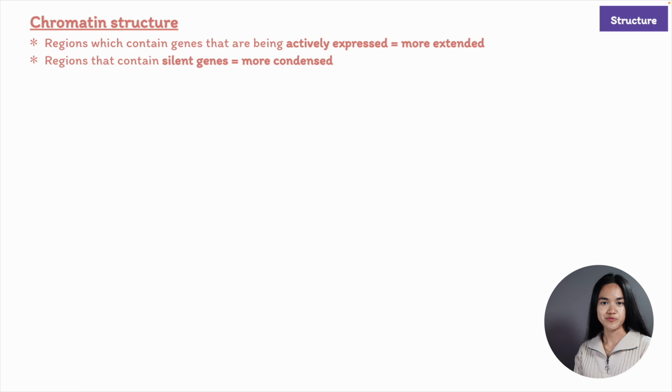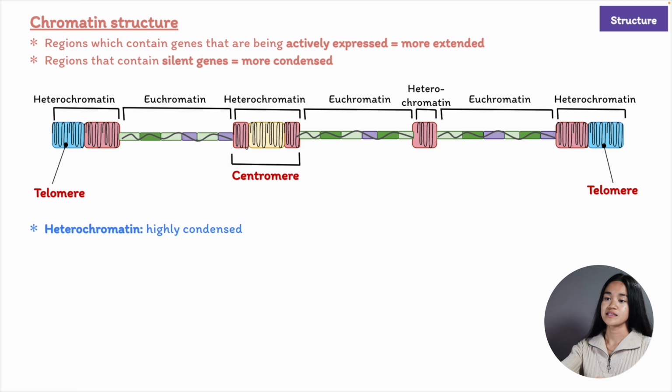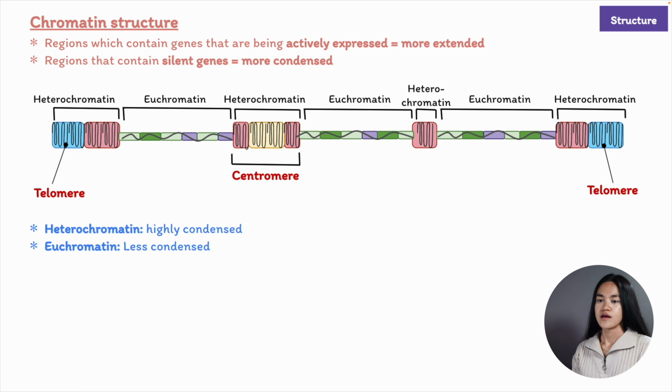All right, let's break this down further. There are two types of chromatin in the interphase nuclei: a highly condensed form called heterochromatin, and all the rest, which is less condensed, called euchromatin. Heterochromatin typically makes up about 10% of an interphase chromosome and is concentrated around the centromere region and in the telomeric DNA at the chromosome ends.